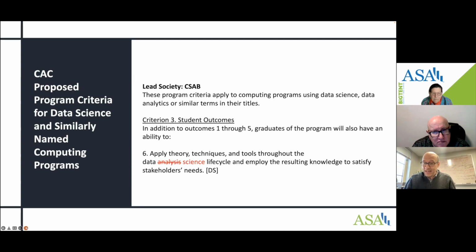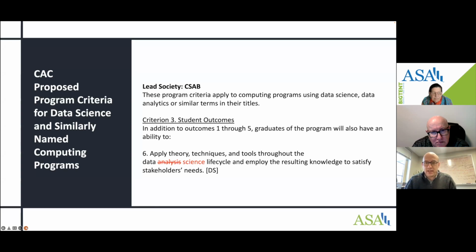In addition to that, specific to data science, there is a 6th student outcome, and it's what you see on the screen. Apply theory, techniques, and tools throughout the data science lifecycle and employ the resulting knowledge to satisfy stakeholders' needs. So again, this is an example of where, in order to get all of your student outcomes to be accredited as a DS program, you have to satisfy 1 through 5 from the general criteria, and then number 6 from the DS specific criteria.